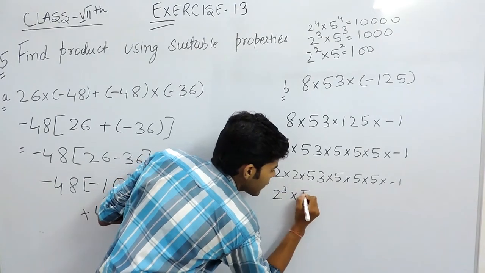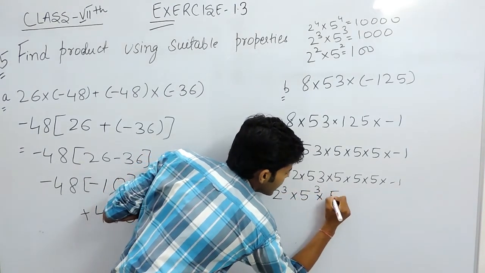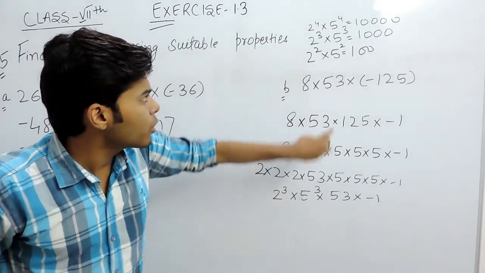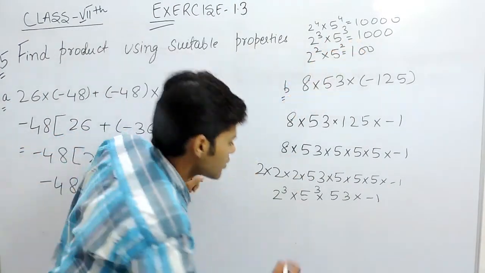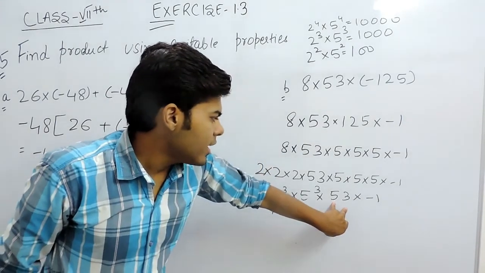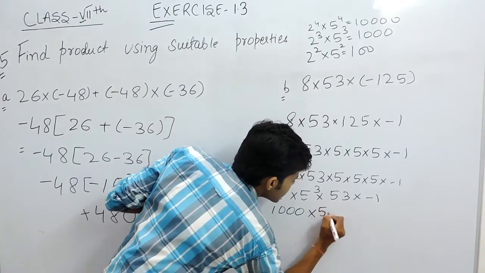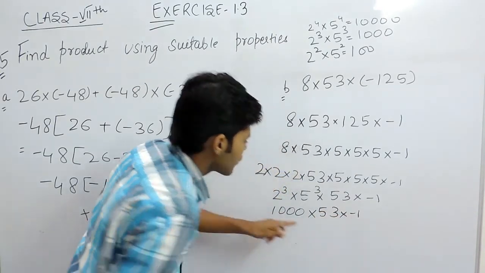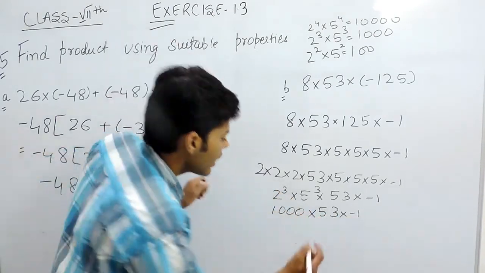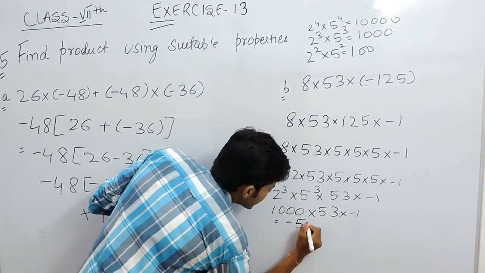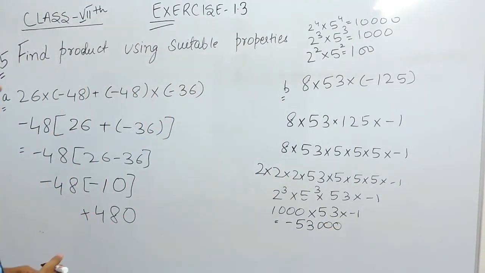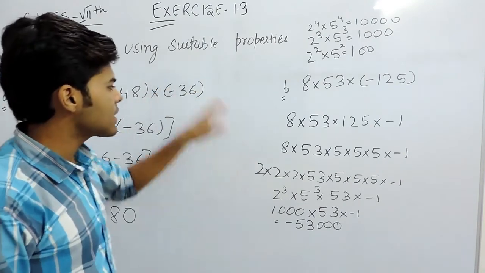2 cube multiplied with 5 cube multiplied with 53 multiplied with minus 1. 2 cube multiplied with 5 cube, it will give us 1000. So 1000 multiplied with 53 multiplied with minus 1. So 53,000 it will be, and when 53,000 multiplied with minus 1, it will give us minus 53,000. And this is the required answer of part B. This is how you can solve these type of questions.